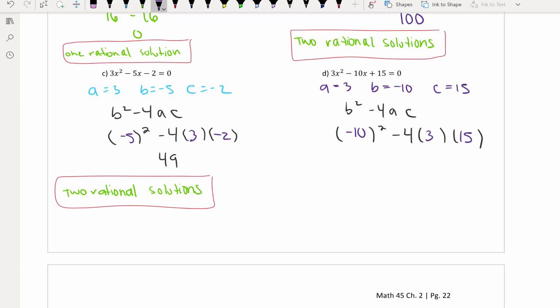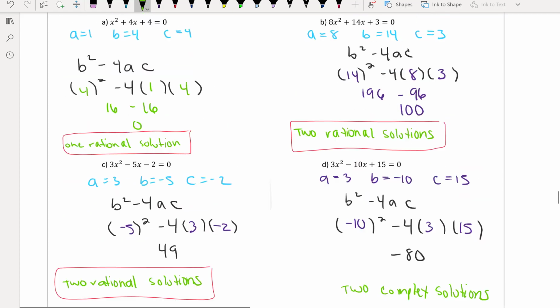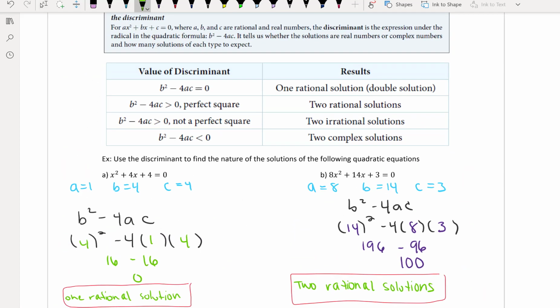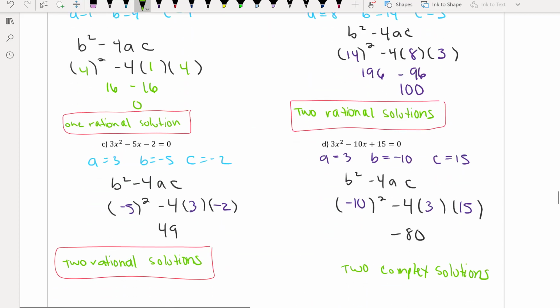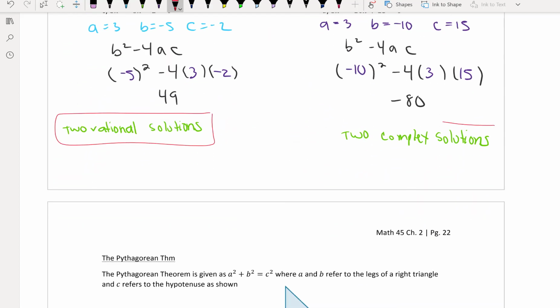So negative 10 squared is 100, and then 12 times 15. So that is going to give me a total of negative 80. So negative 80 is less than 0. So what that tells me, since it's a negative number, is that I'm going to have two complex solutions. And remember, I got that by my chart, right? So I have something that's less than 0. So that means I have a negative number. So I have two complex solutions. And that is what I wrote, my two complex solutions.